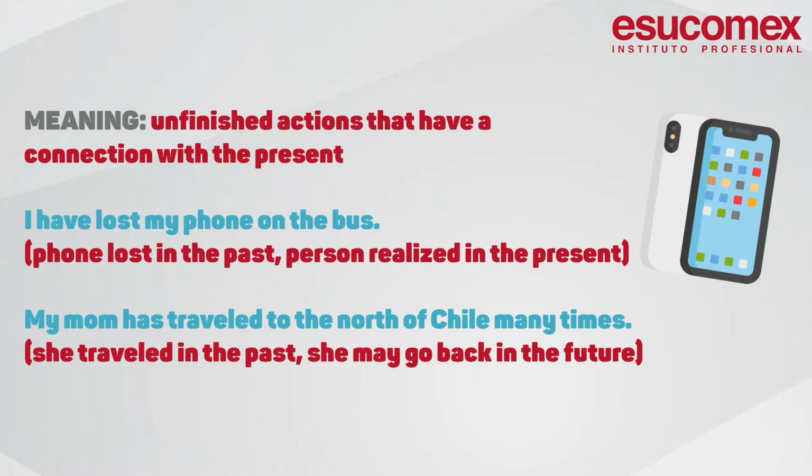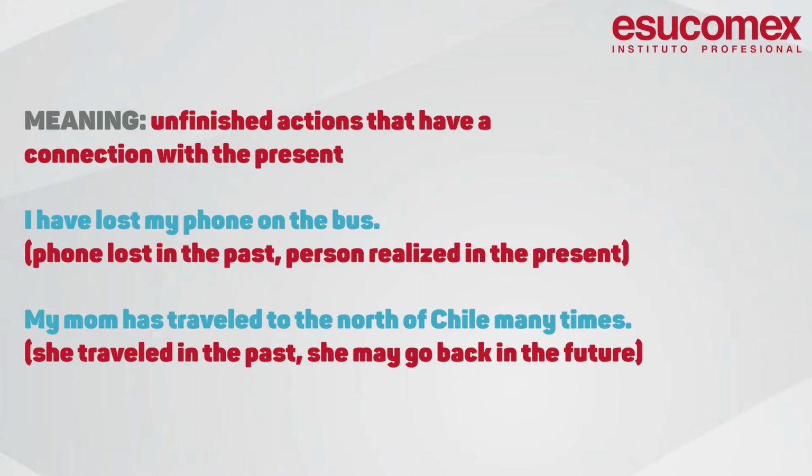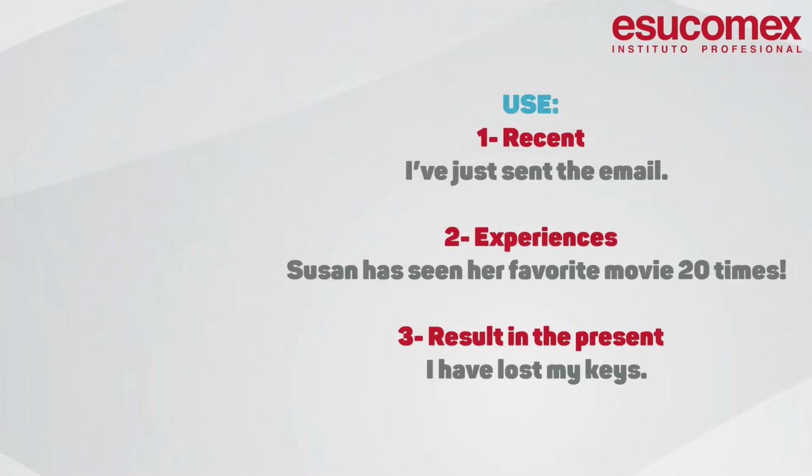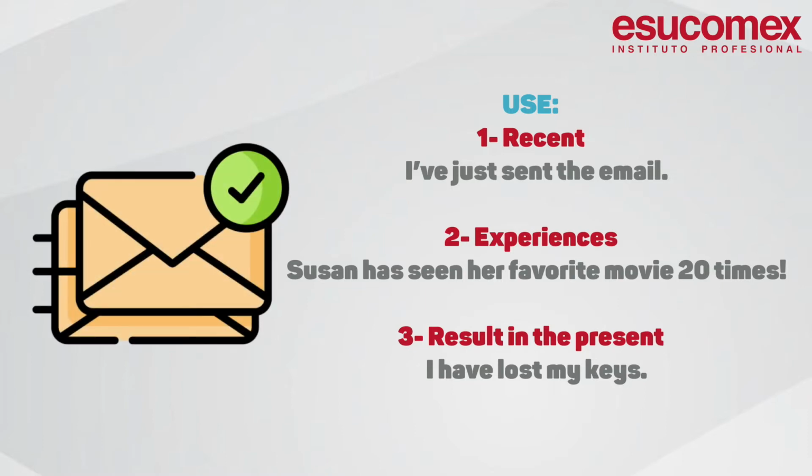In the sentence, "My mom has traveled to the north of Chile many times," she traveled to the north in the past, and maybe she will do it again in the present. We use the present perfect for actions that happened recently, as in the sentence, "I've just sent the email," which means that I did that just now, a few seconds ago.